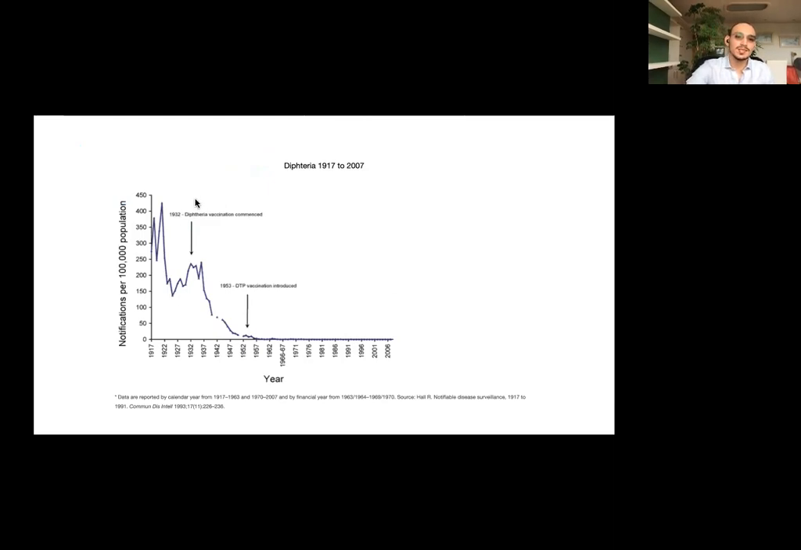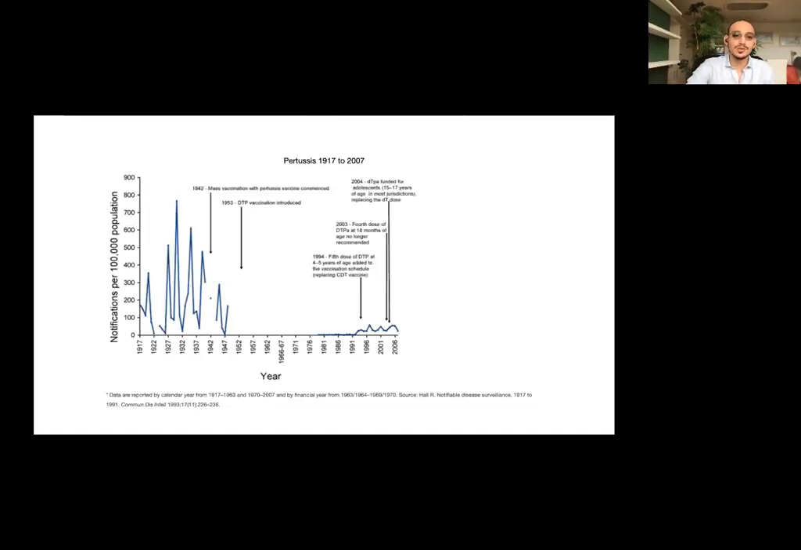We can see here the notifications per 100,000 population of diphtheria across this time frame. If we had started a trial around 1922, we would have reached the peak of the incidence of diphtheria, and this would produce drastically different results from if we take a look at 1926, where there is a steep drop off, and even more so later on, more recently.